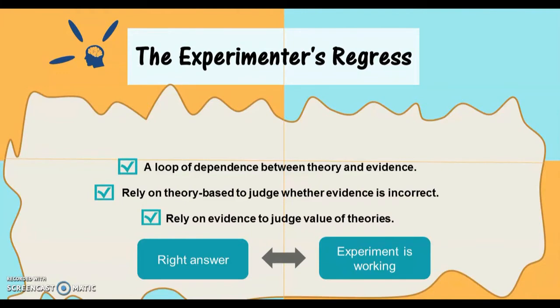In science, experimentalist regress refers to a loop of dependence between theory and evidence. In order to judge whether evidence is incorrect, we must rely on theory-based expectations, and to judge the value of theories, we need to rely on evidence. The scientist has to get the right answers in order to know that the experiment is working. And to know that the experiment is working, the scientist needs to get the right answer.